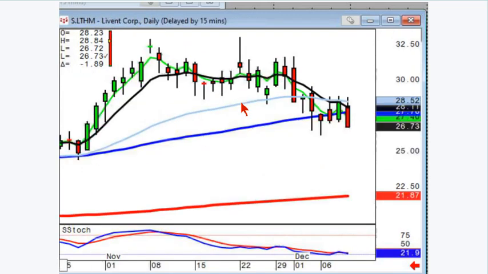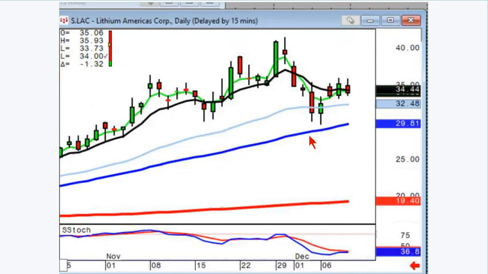Lithium, nothing. Probably would have covered the short position. Probably wouldn't be long or short. Or you could probably short this one on lower trading tomorrow. Lac, probably wouldn't be long or short. No direction.